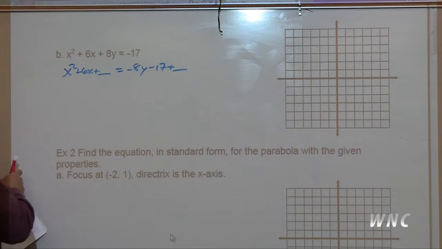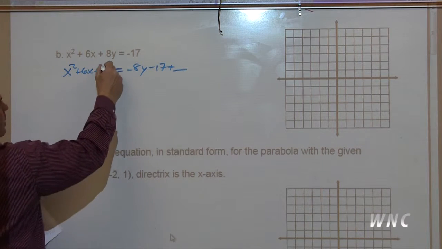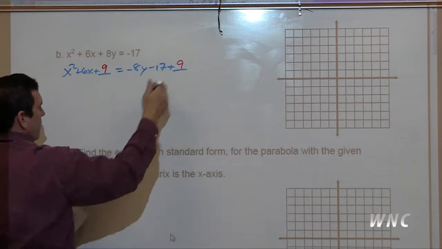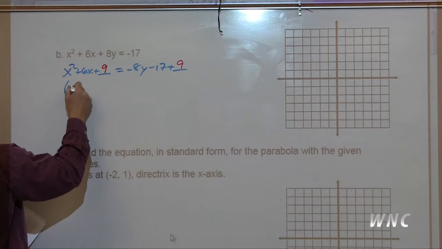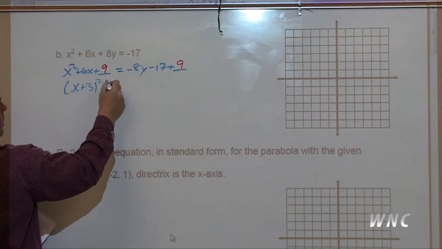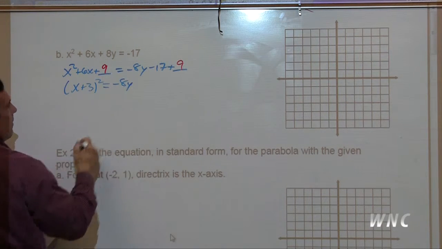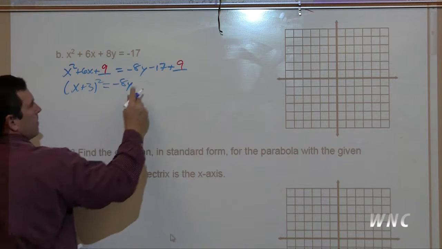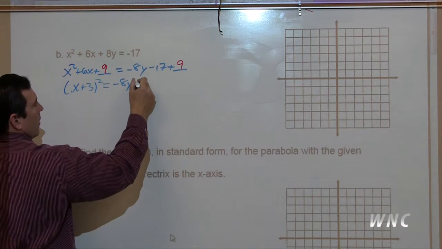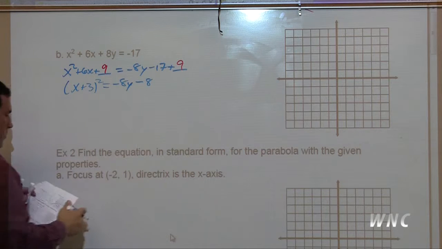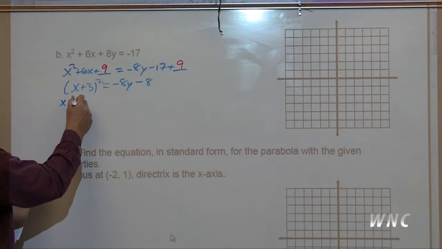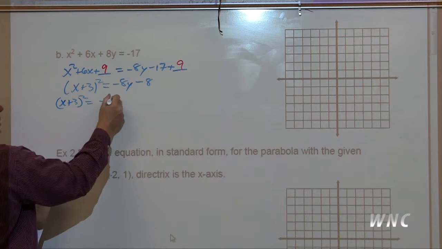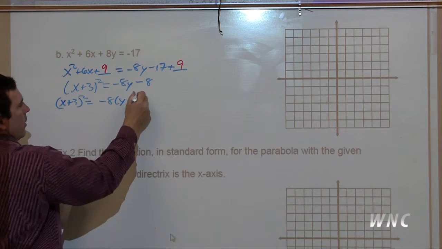Well, half of 6 is 3. 3 squared is 9. So we have x plus 3 squared equals negative 8y minus 8. So x plus 3 squared equals negative 8 times y plus 1. And there we go.